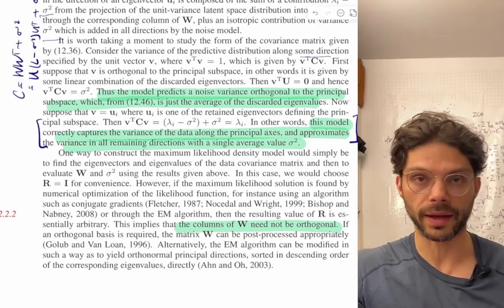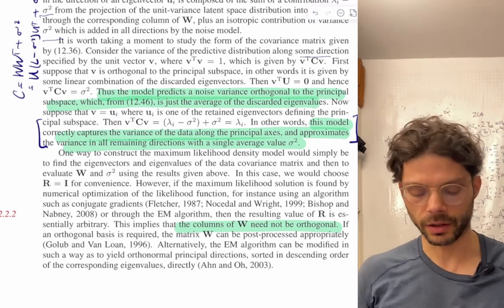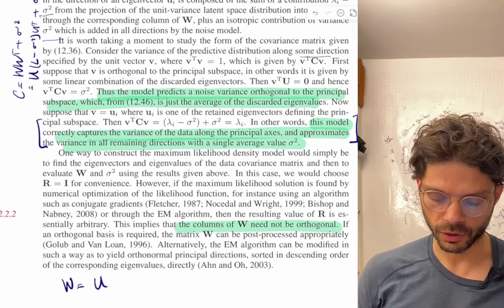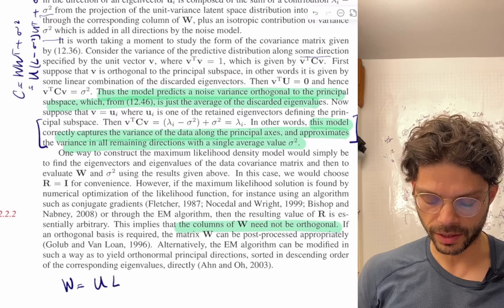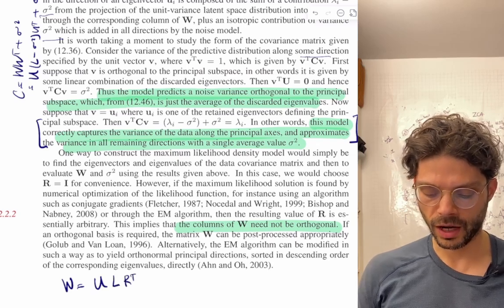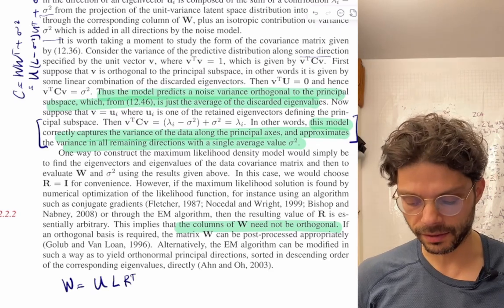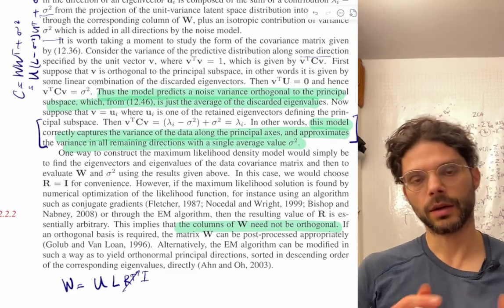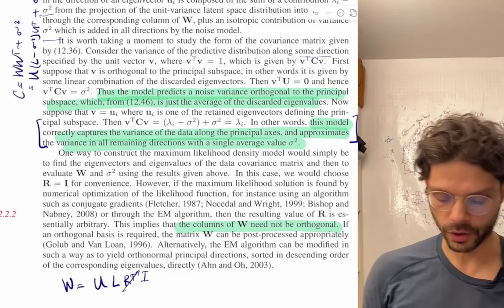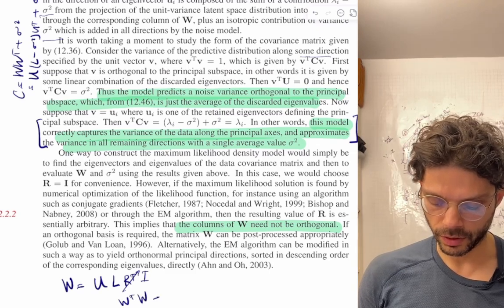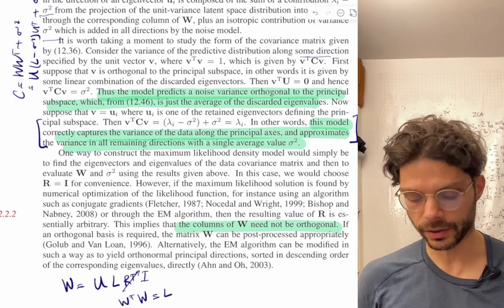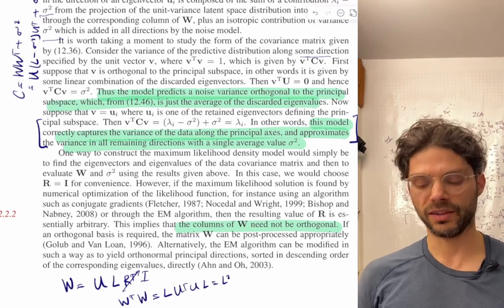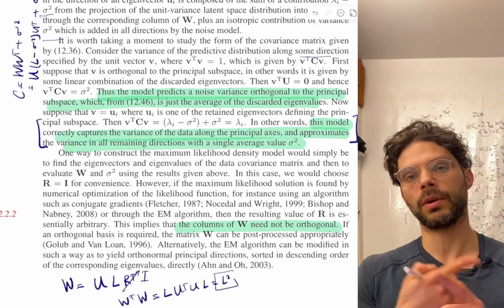So what does he mean by that? Let's consider, remember what W was. W was U times L, and then R transpose. Now say R transpose was the identity. If we then look at the columns projected onto each other, W transpose W is going to be L, which is diagonal, times U transpose U, times L, so it's going to be L squared. This is a diagonal matrix, so the columns are going to be perpendicular to each other.